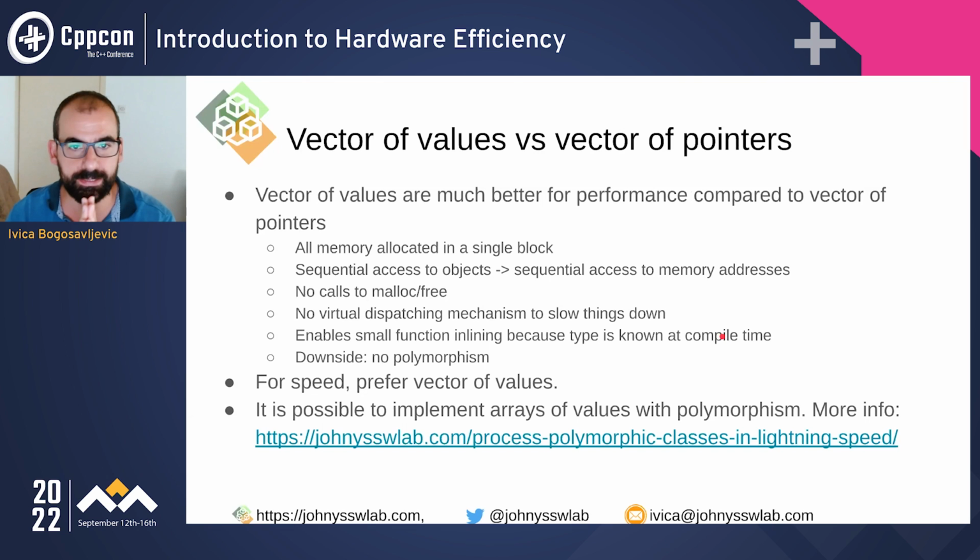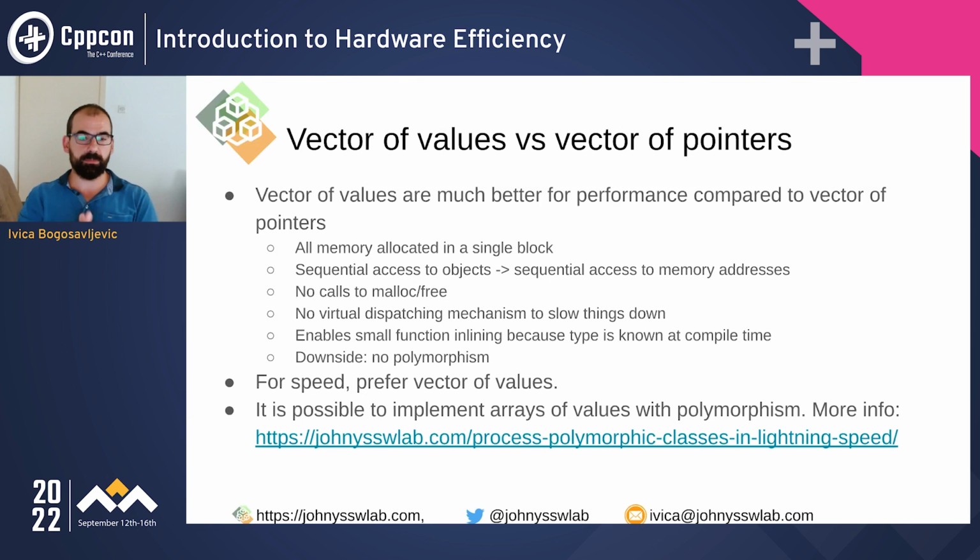So how do you fix that? You can fix it by using, instead of a vector of pointers, a vector of values. So why are vectors of values faster? First, all memory is allocated in a single block, so there is only one call to the memory allocator. If you have sequential access to the objects, you have sequential access to memory addresses, so it's quite predictable. There are no calls to malloc and free.